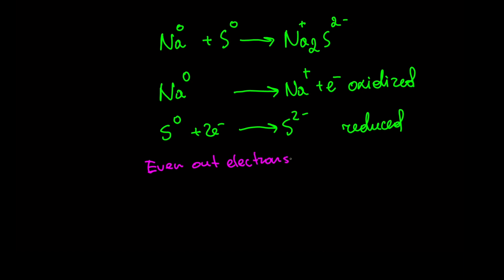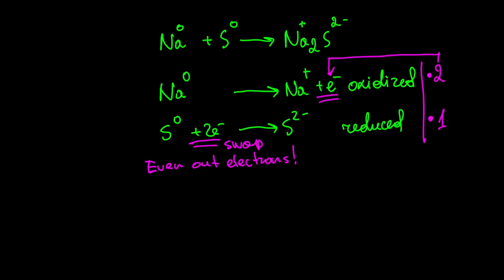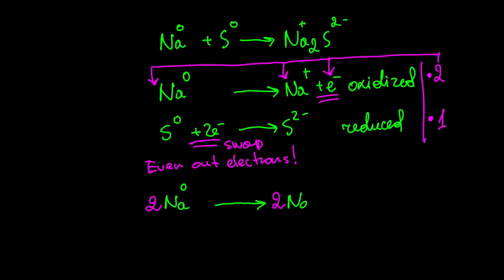The easiest way to do this is to swap the numbers you wrote in the half reaction and multiply each reaction by that number. For sodium half reaction, it would be 2, and for sulfur half reaction, it would be 1. Now, when multiplying half reactions, you multiply each compound and electrons by that number. In this case, we get 2Na, reaction arrow, 2Na+, and 2 electrons. For sulfur's half reaction, nothing's changed because we multiplied by 1.